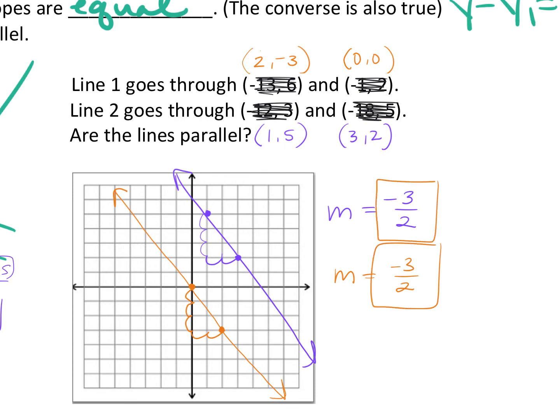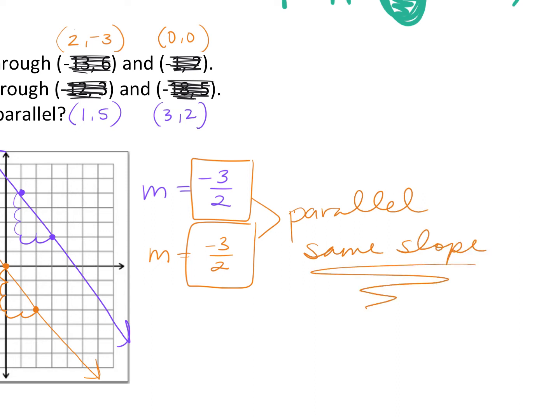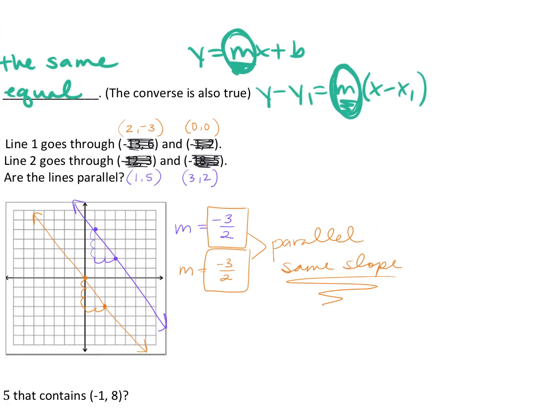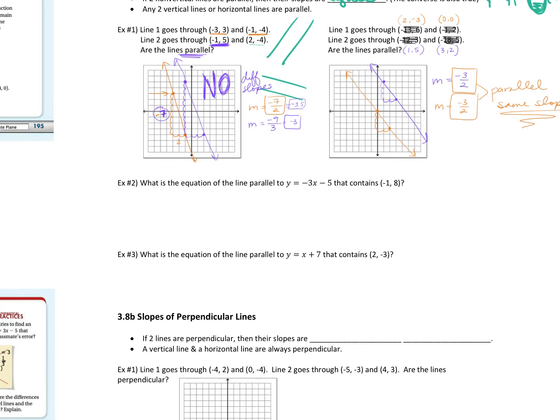So when you have the same slope, we would say these are parallel, because they have the same slope. Okay? Does that make sense? So you're just finding the slope of the two lines. If they're the same, they're parallel. If they're not the same, they cannot be parallel. All right? Okay, these two, and then we're done.